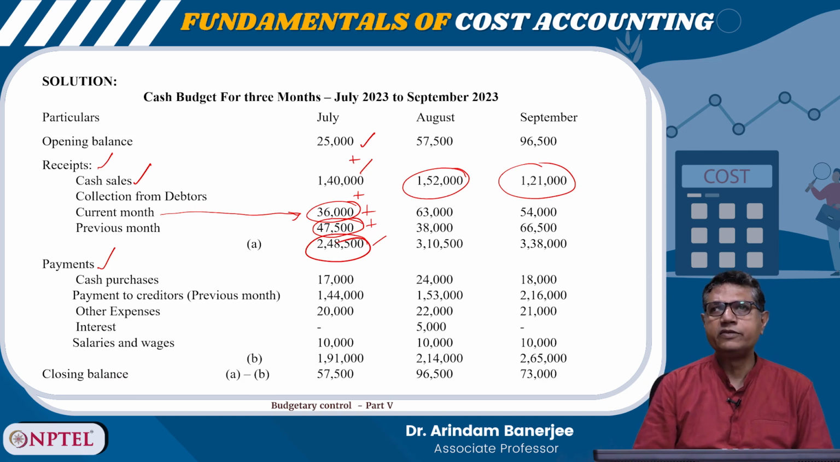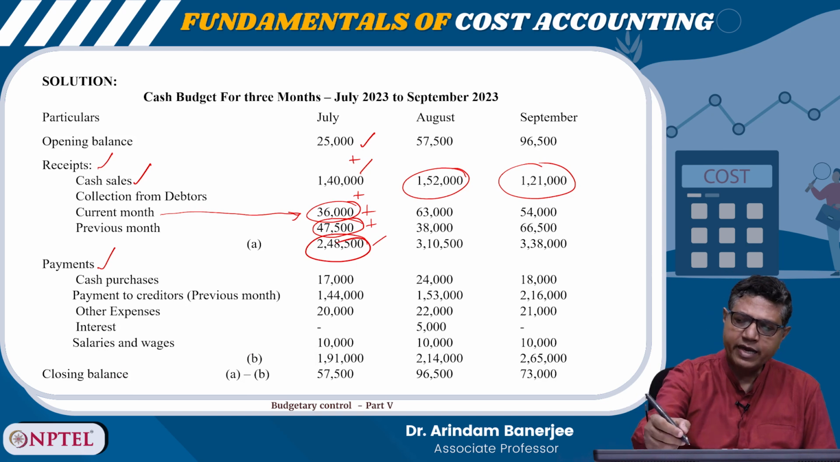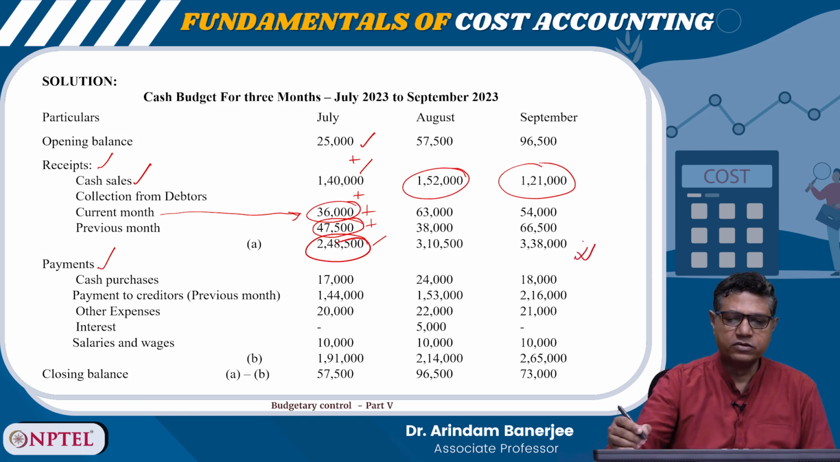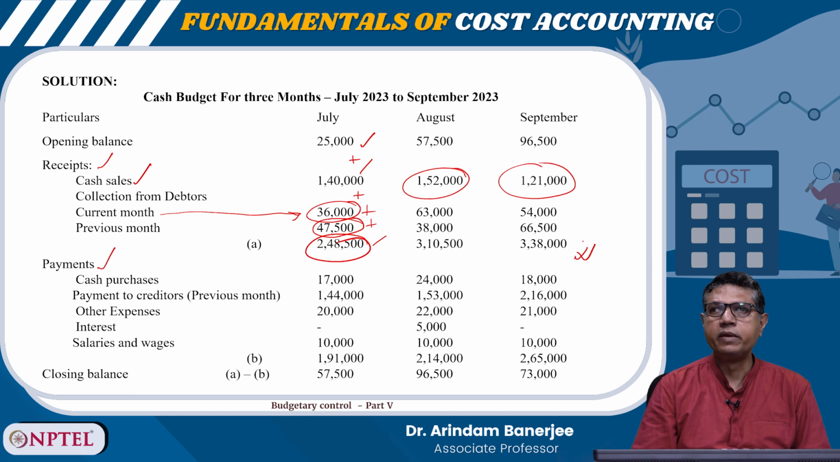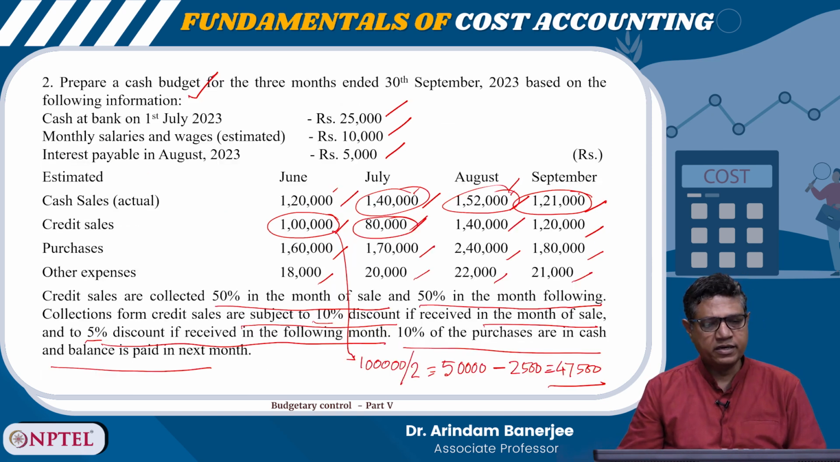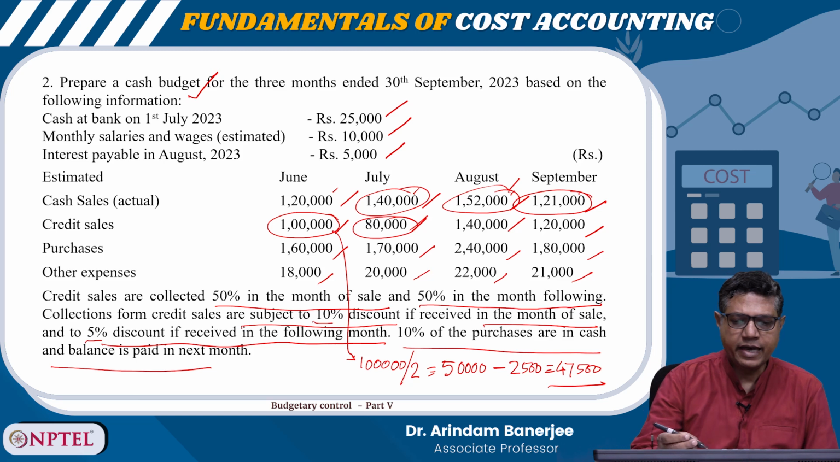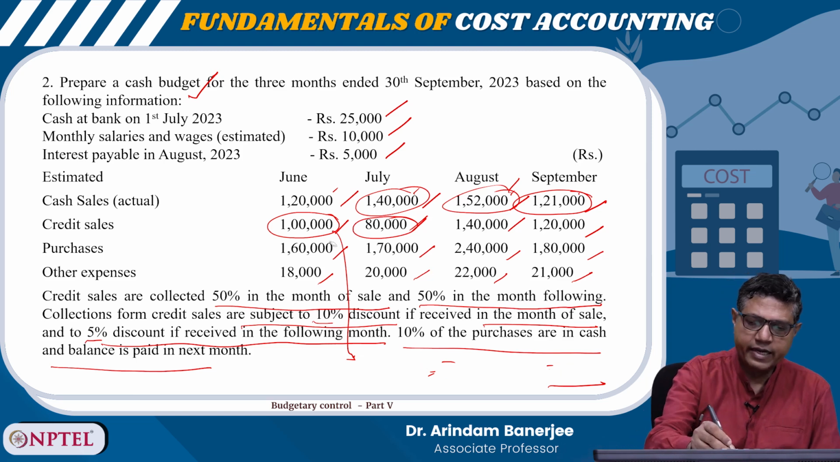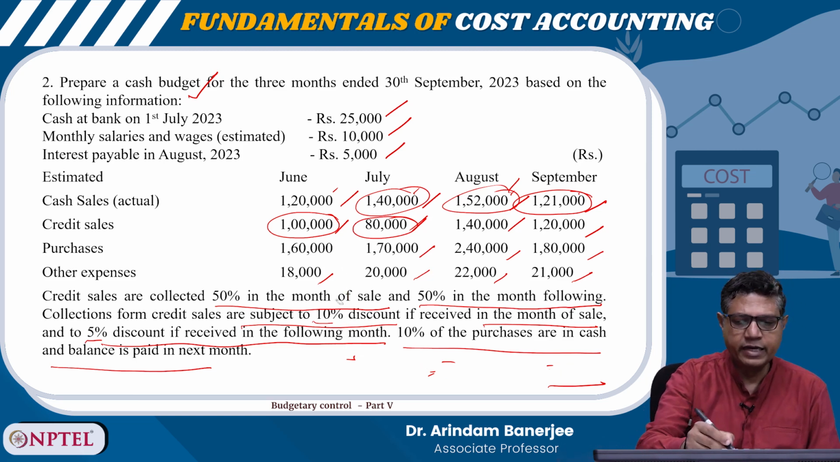Fine. So this way we can calculate the total receipt in every month. Similarly, we can calculate for other months also, right? Then comes the payment part. So the cash purchases. In the question it is given that 10% of the purchases are in cash and the balance is paid in the next month. So I can calculate like this.